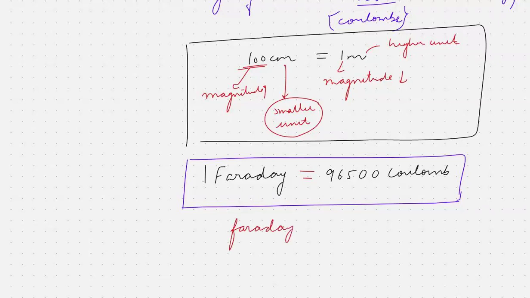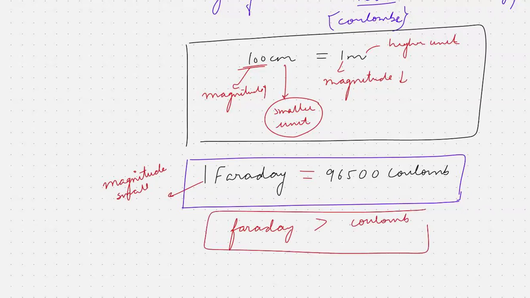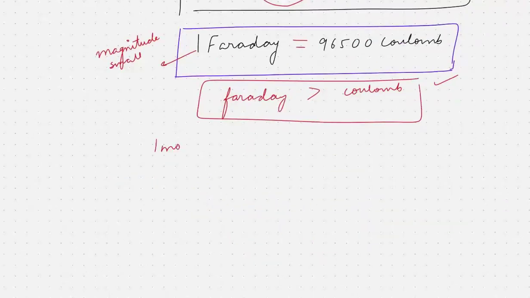The magnitude is small, the unit will be bigger. The Faraday is a much bigger unit than Coulomb of charge. Are we understanding? That's the comparison. But if I tell you, what is the charge of 1 mole of electrons, you will say it is going to be, ma'am, 96500 coulomb. And that 96500 coulomb is going to be 1 Faraday.